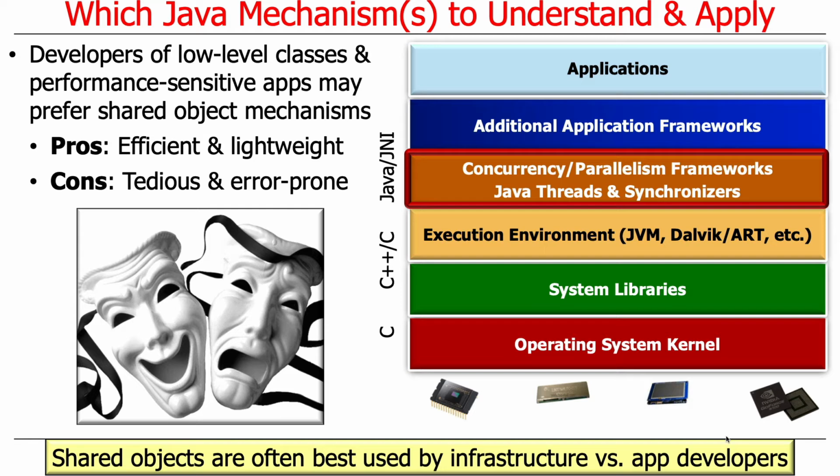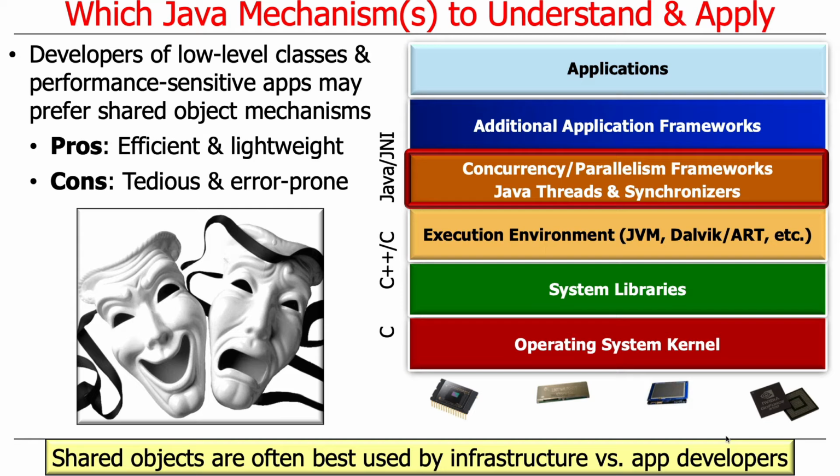The good part is it's very efficient and very lightweight. These mechanisms have been tuned quite a bit over time. The problem is that it's tedious and error prone to program at this level. There's lots of accidental complexity. You have to wrestle with complicated things, and if you forget to lock or unlock in the right place, your code doesn't work anymore, and so on.